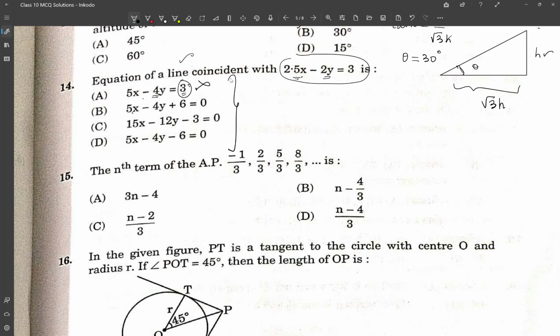5x, okay, minus 4y, okay, and plus 6, okay, but the problem here is it's on the LHS. It should have been on the RHS. If it was something like 5x minus 4y is equal to 6, then it would have been correct. Now that would be option D: 5x minus 4y minus 6 is equal to 0. Option D is the perfect answer.